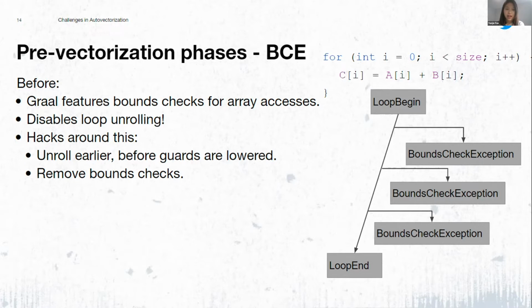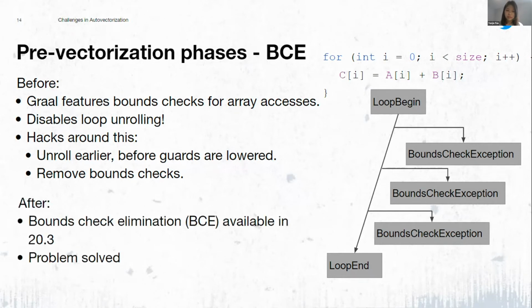So the hack around this before is to unroll the loops earlier before the guards are lowered, or just remove the bounds check. But of course, this is problematic. It may cause the bounds check exception. But after the bounds check elimination became available in Graal 20.3, the problem is solved.